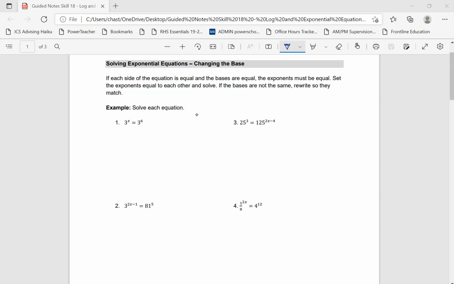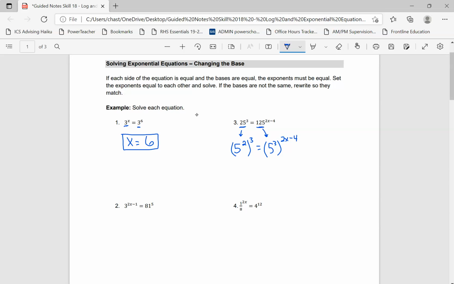If we start with this very basic first example, see how the 3's already have the same base? When that happens, you can just set the exponents equal to each other. And in this case, x is just going to equal 6. So 3 to the 6th equals 3 to the 6th. Not too bad. For the next one, if I look at the number 25 and the number 125, both of those can be written with a base of 5. So 25 is 5 squared, and 125 is 5 cubed.